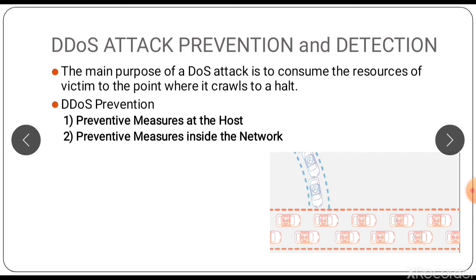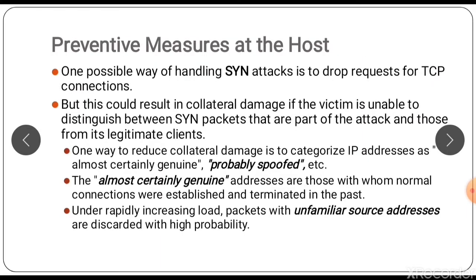So here, in order to prevent a distributed DoS attack, there are two measures. That is, one is a preventive measure at the host, and the next one is a preventive measure inside the network. One possible way of handling a SYN attack is to drop requests for TCP connection. But it will cause damage if the victim is unable to distinguish between SYN packets that are part of an attack and those from its legitimate clients.